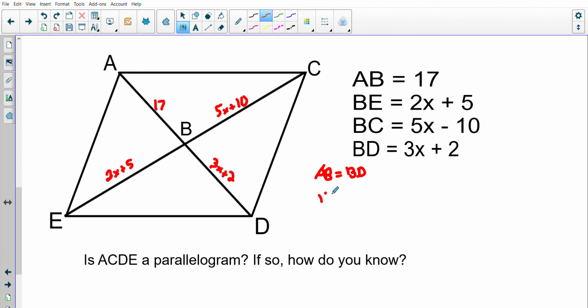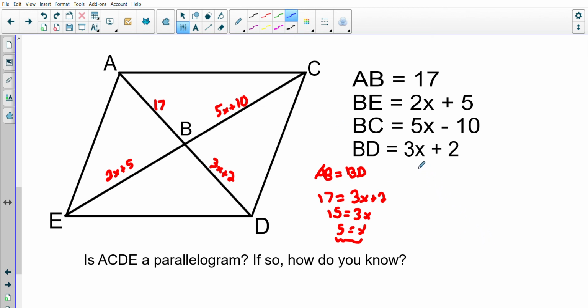So I'm going to say that 17 is going to be equal to 3x plus 2. If I subtract 2 from both sides, I would get 15 equals 3x. And if I divide by 3, I'd find out that x is 5. Just to be thorough, I'm going to do this with the other ones as well, just to be sure that we get the same value of x.